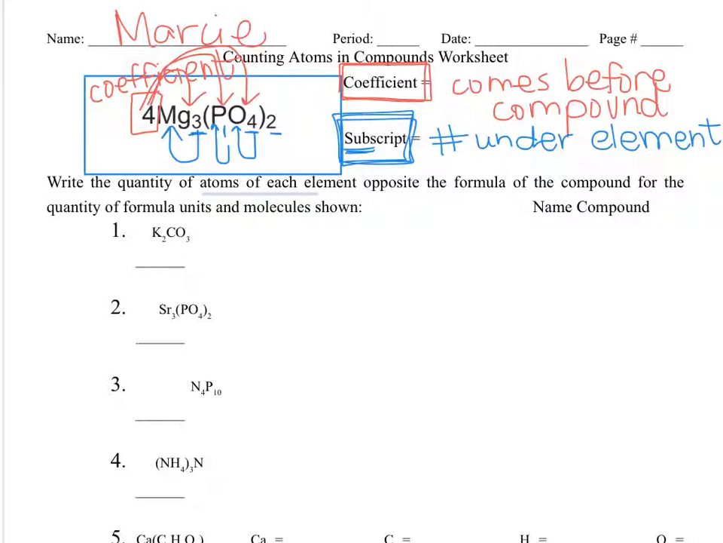Now it does get a little tricky, I'm not going to lie, when we have a parentheses and we have this 2 sitting outside the parentheses. Now, the 2 belongs to everybody inside the parentheses, so that means the oxygen and the phosphorus. So you really have to pay attention to your numbers. Now, we have coefficients that belong to everyone. We have subscripts that belong to just the element it is next to. And then we have subscripts outside of parentheses who distribute inside of the parentheses.